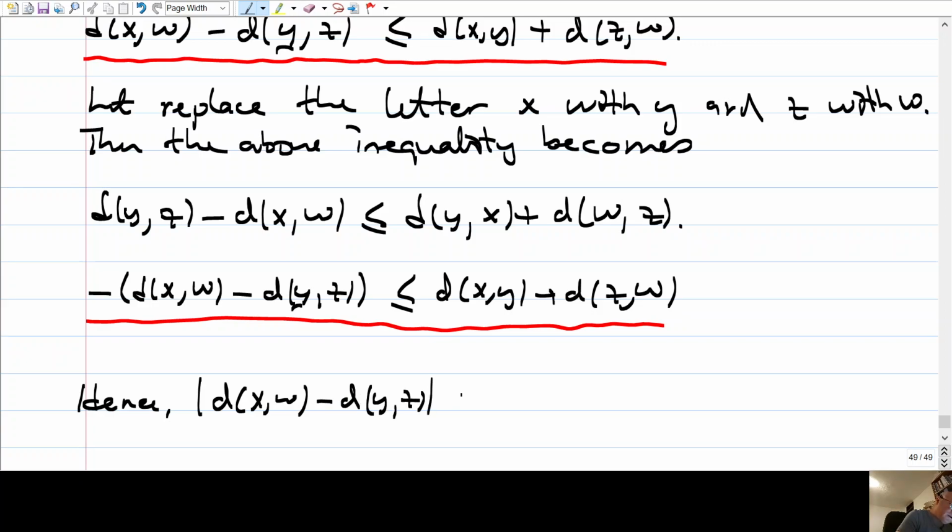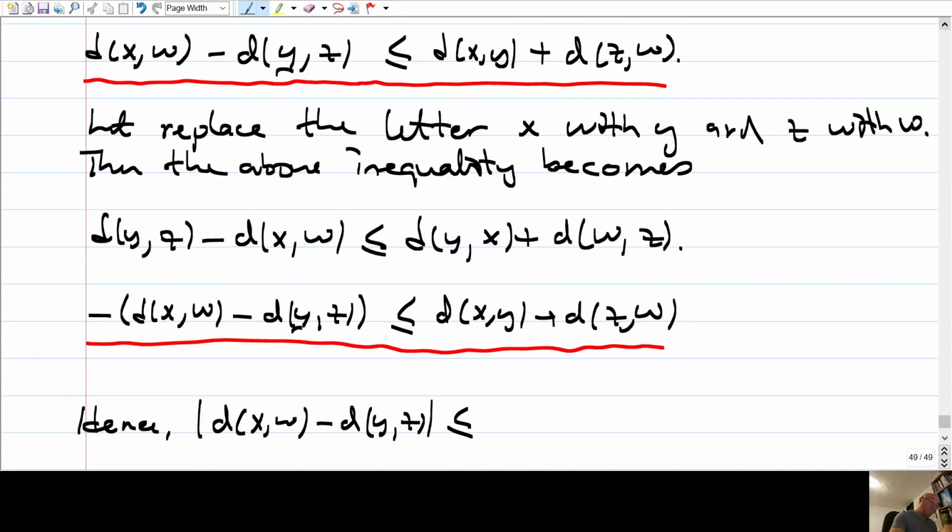dyz. Well, I don't know what the absolute value is, but it is either this number or its negative, because the absolute value is either the number itself or its negative. So it is either this one or this one. But in both cases, it is less than this number. Therefore, the absolute value is less than this. And this finishes the proof. Okay?